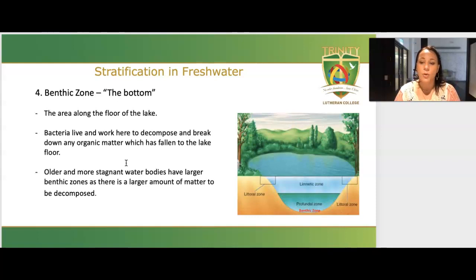And the benthic zone is what we call the bottom, where you can actually walk along the bottom. That's where bacteria tend to live. They love to go down there and decompose any organic matter, dead fish carcasses, bits of algae, whatever is raining down from the top that's died. They love to decompose it at the bottom there. If you've got older or stagnant still water, you end up with a larger benthic zone. You get this sludge build up at the bottom. Whereas if you've got fast flowing water or a very young body of water, you don't tend to have that big benthic zone yet.